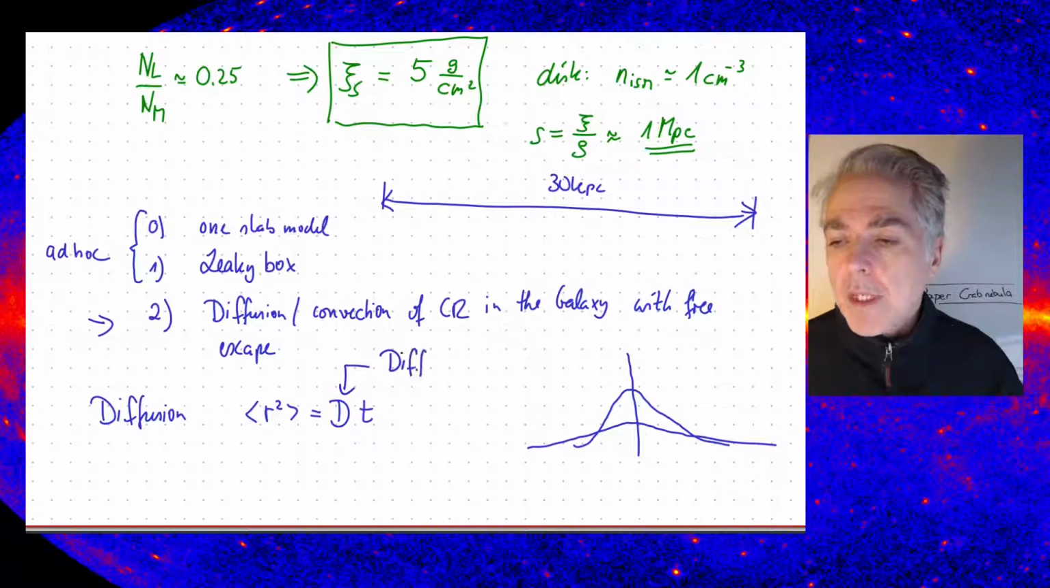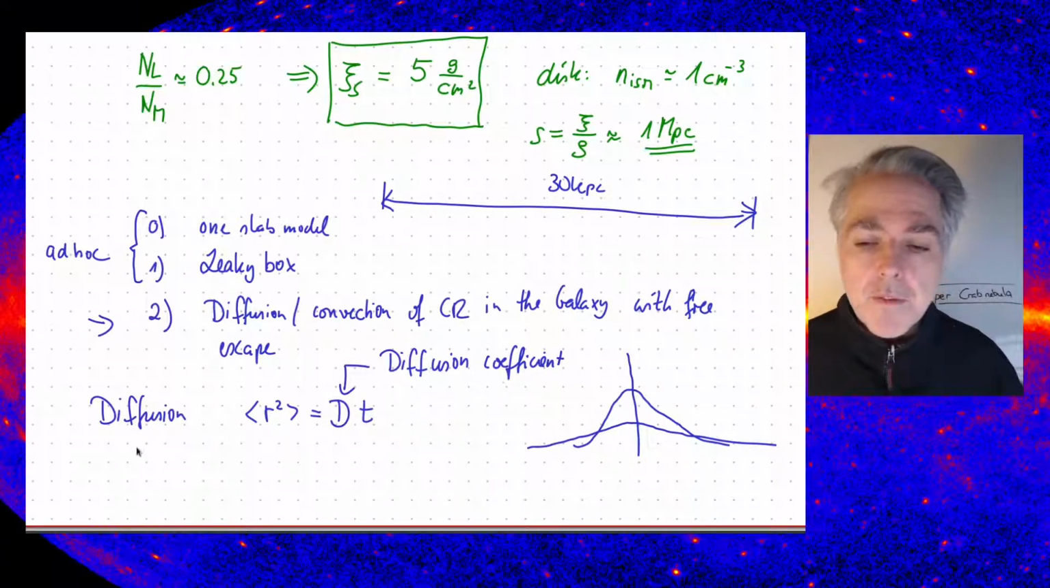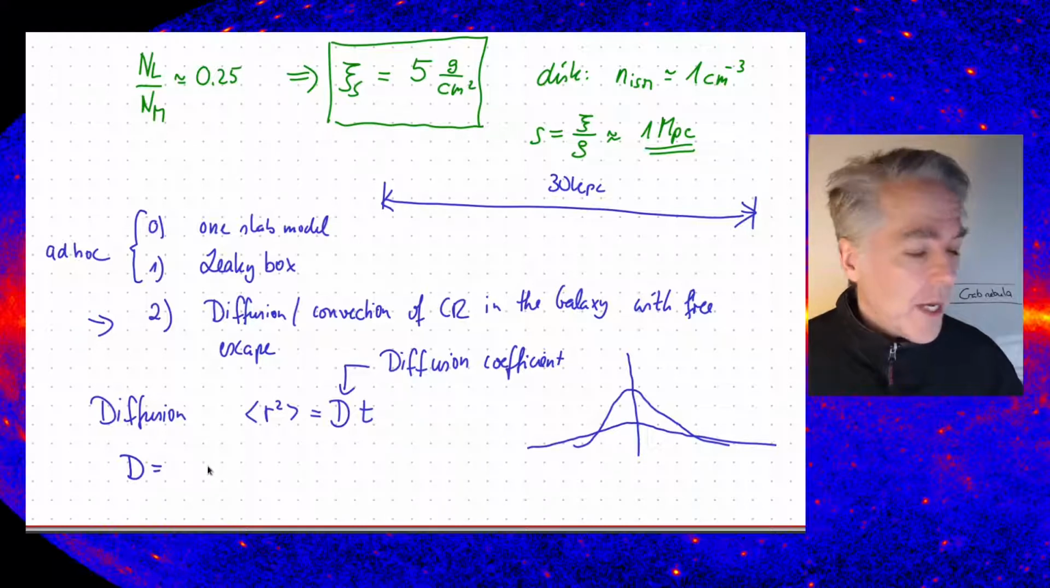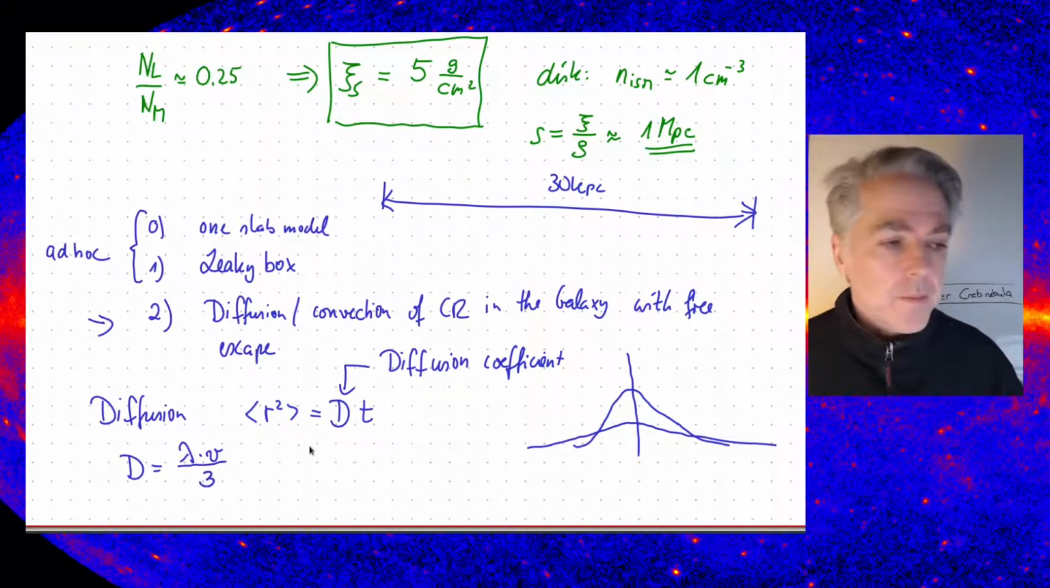It has the units of square centimeters, or length squared over time. And the diffusion coefficient also has a physical meaning because it's tied to the mean free path length. So D is given by the mean free path length lambda between two scattering points times the velocity with which the particle moves around, divided by 3.